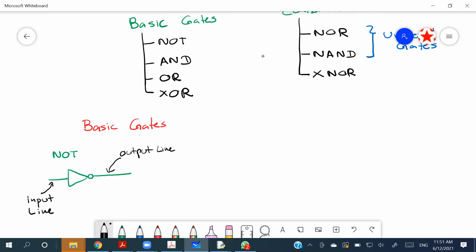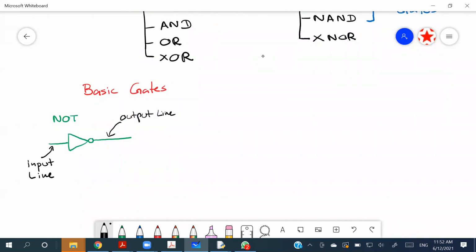There will be input line or lines, there will be an output line, right? And always remember there is only one output line according to our syllabus, right? When it comes to the advanced part, we can see different kinds of outputs from a gate, but what we are learning is that there can be only one output line for any gate. And for the NOT gate specifically, there is only one input line. It cannot have more than that, just one input line, right?